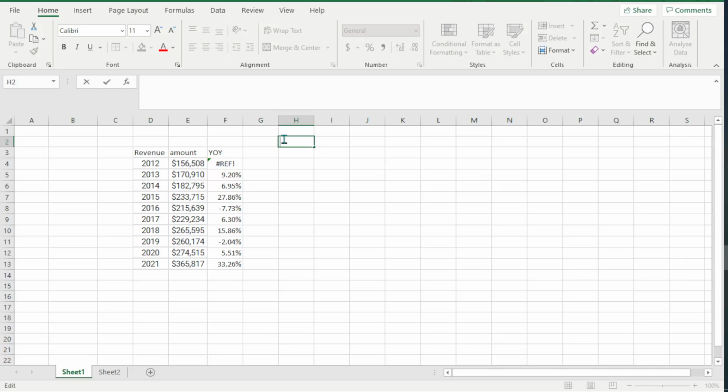So let's just go back in history a little bit. If we look back here in 2020, we had one full year revenue of 274.5 billion. Now in 2021, that revenue went to 365.8 billion. So going from 2020 to 2021, we saw a 33.26% growth in revenue.